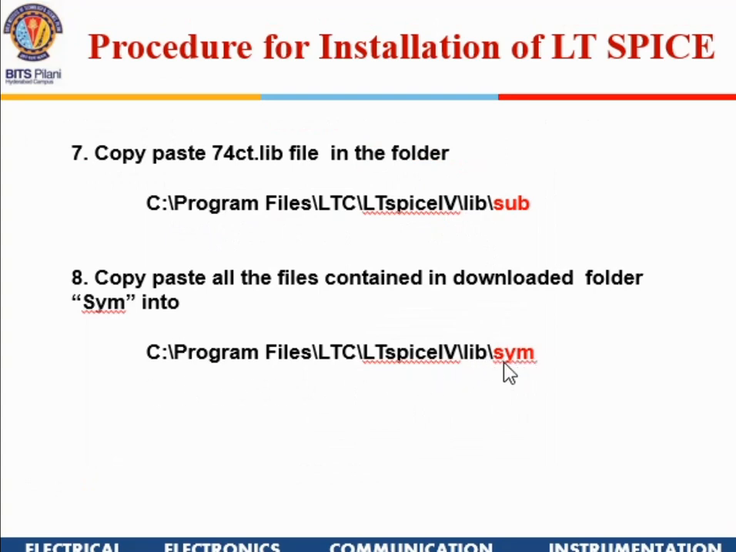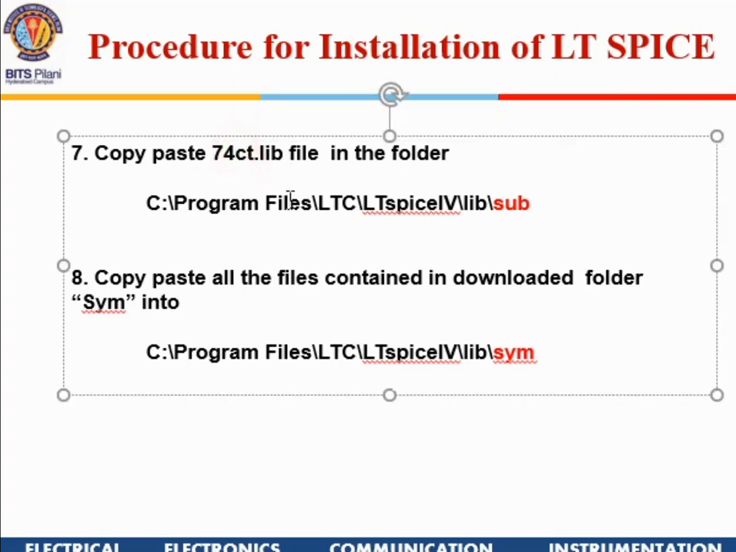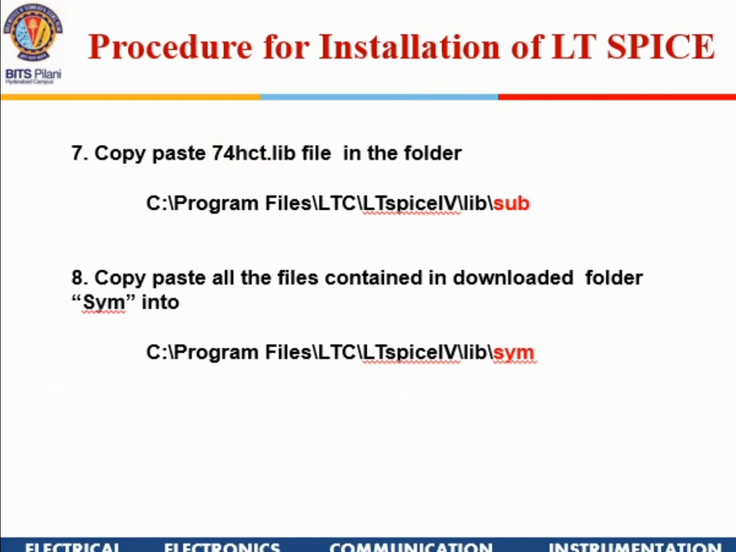Like lib dot symbol. But I'll go one step ahead. In the lib folder there are two folders. One will be sub, one will be sym. In the sub folder, I'll have to paste this 74CT. No, it is 74HCT. Okay, sorry, just note down that it is 74HCT. It is the 74HCT.lib file. Okay, this lib file you're going to paste here.